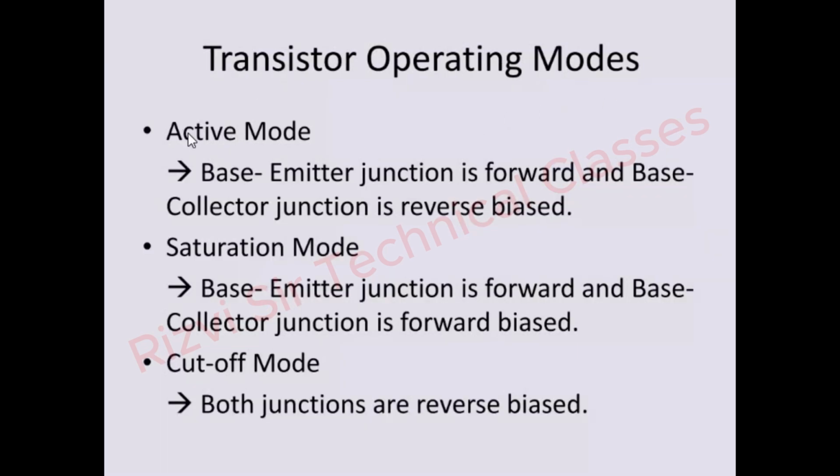Transistor operation modes. There are a couple of modes. First one is active mode. When the base emitter junction is forward biased and base collector junction is reverse biased, it is called active mode. When the base emitter junction is forward biased and base collector junction is forward biased, it is called saturation mode. And cutoff mode is when both junctions are reverse biased.